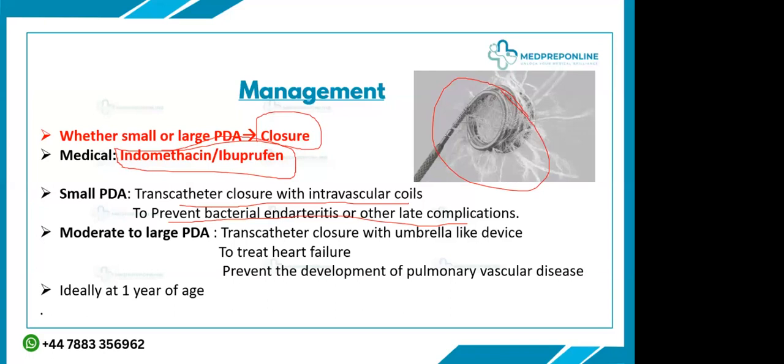So for the surgical closure, and for moderate to large PDA, transcatheter closure with an umbrella-like device, and we have to treat the heart failure if the baby is going to present. Obviously, they are going to present with the heart failure, and we have to give them the cardiac inotropes.